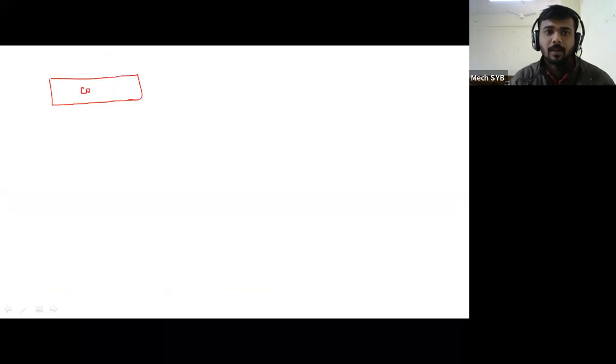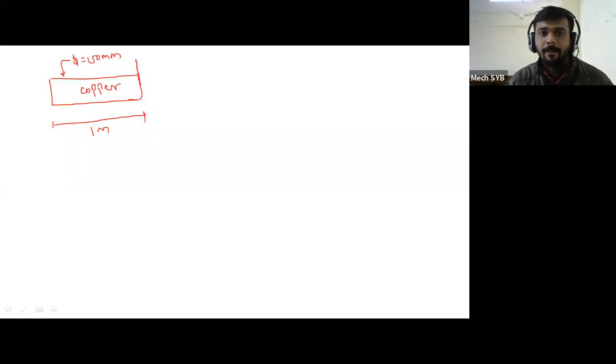This is the copper shaft having length 1 meter. Their diameter phi is equal to 150 mm. Then another shaft is connected to the copper. This is the steel shaft. Both are in solid section.